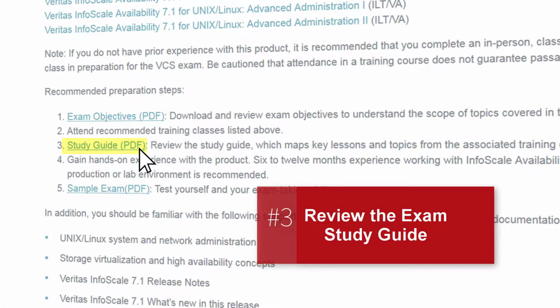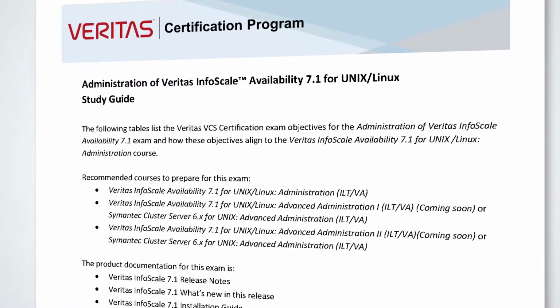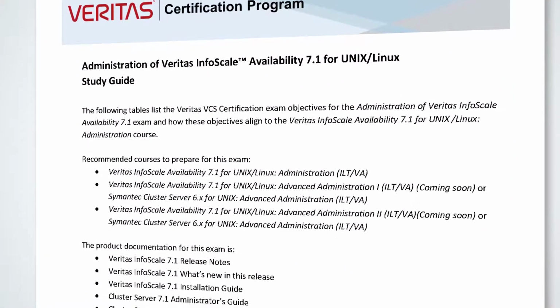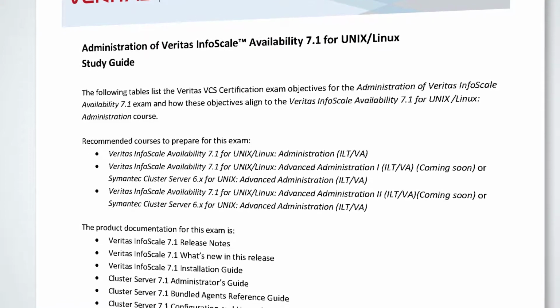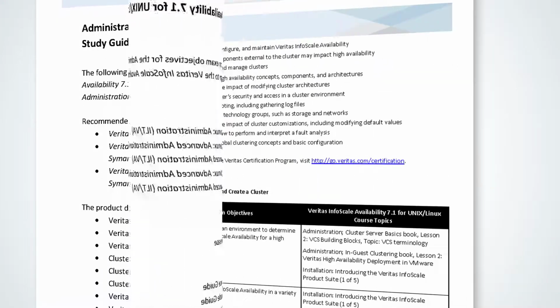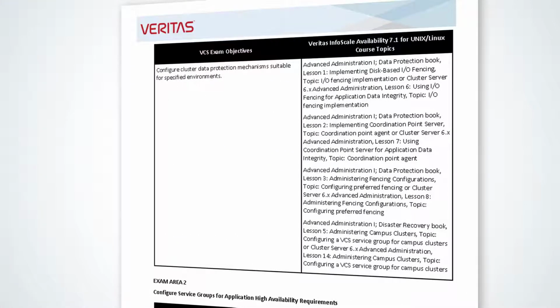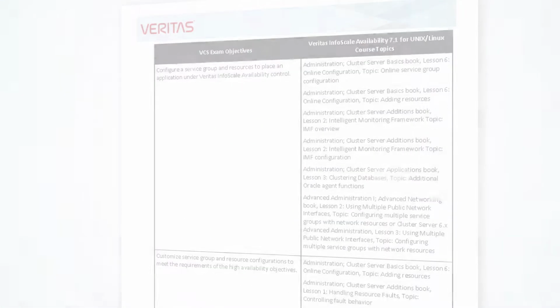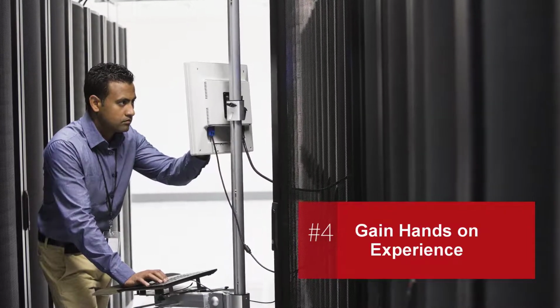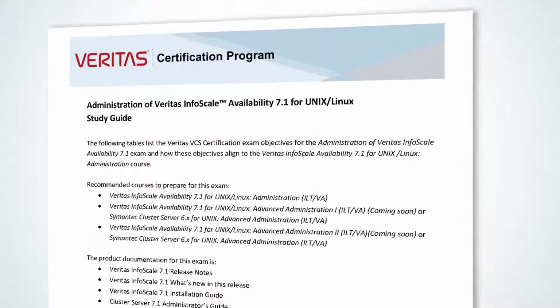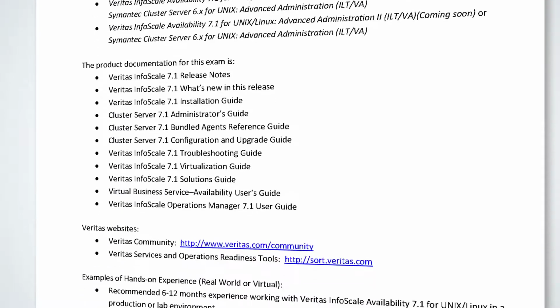The study guide lists recommended training and product documentation to review and provides examples of hands-on tasks you should be able to perform. The study guide also outlines specific lessons and topics from the training that you should study to meet each exam objective. Gaining hands-on experience with the product is also important. Veritas recommends that you have 6 to 12 months of experience working with InfoScale Availability 7.1 for Unix and Linux before taking the exam. The exam study guide provides a list of common tasks that you should be able to perform in your environment.